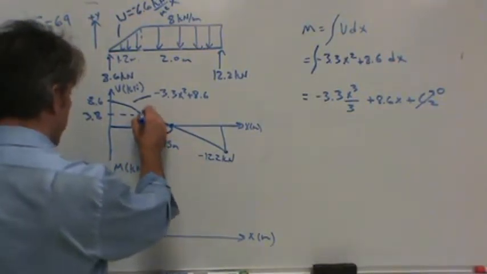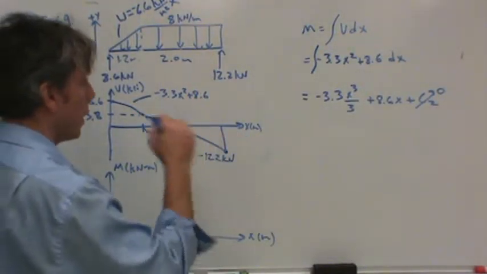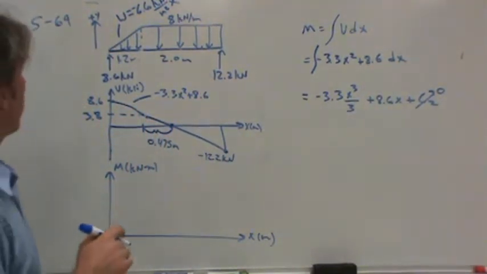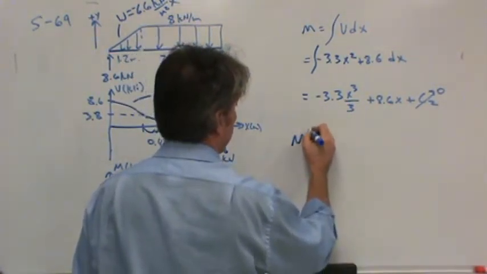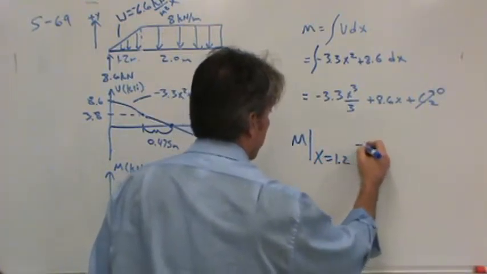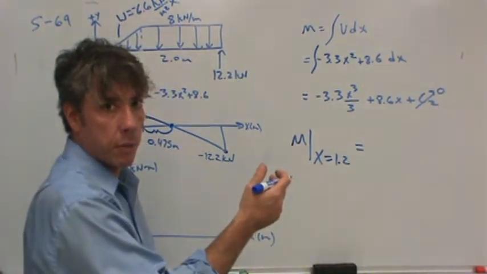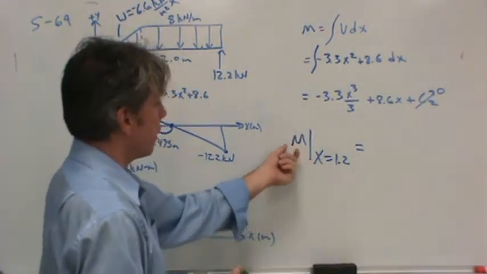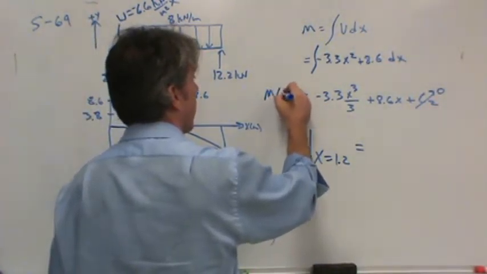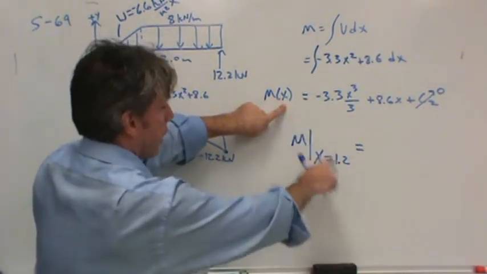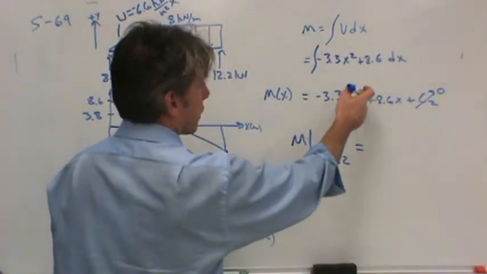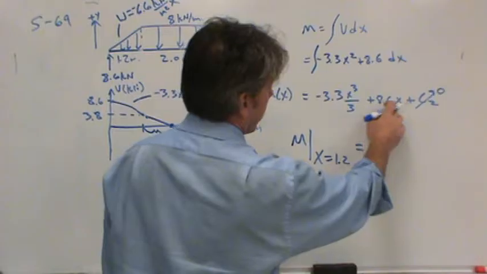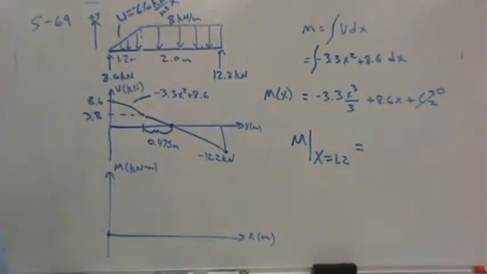So when we go to this point, the moment is going to increase. So go ahead and plug in 1.2 for the value of x here. So the moment evaluated at x equals 1.2. Have you guys seen this notation before? What that means? Okay, this bar means evaluated at. Notice the moment is a function of x. So in other words, plug in 1.2 in here. That's what this says. And what do you get? Okay. So plug in 1.2 for x cubed over 3 times negative 3.3 plus 8.6 times 1.2. What do we come up with for the value of moment at x equal 1.2?